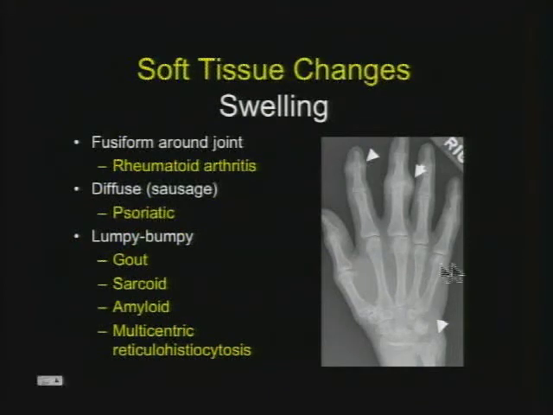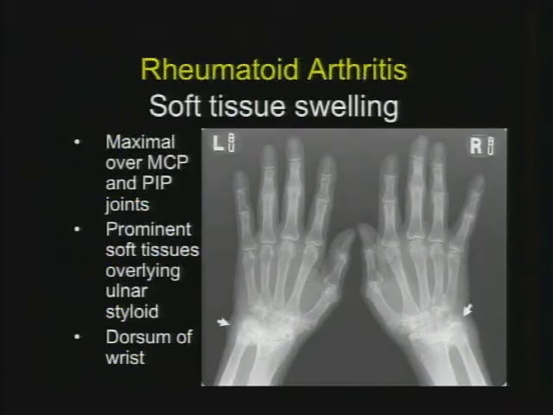Lastly, let's just go through a few soft tissue changes. We have different choices, like fusiform around a joint is usually synovial, rheumatoid. Sausage, we've seen, psoriatic or reactive in the foot. Lumpy, bumpy, gout, we've seen that. And that's what we have here. But also think about sarcoid, amyloid, and multicentric reticulohistiocytosis if you have a lot of little masses around the joint.